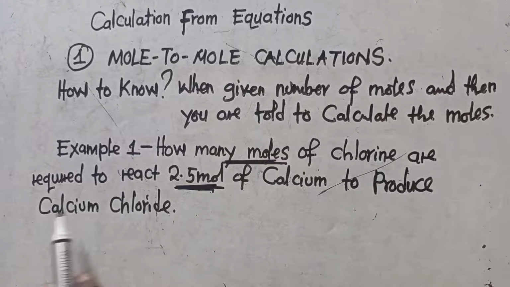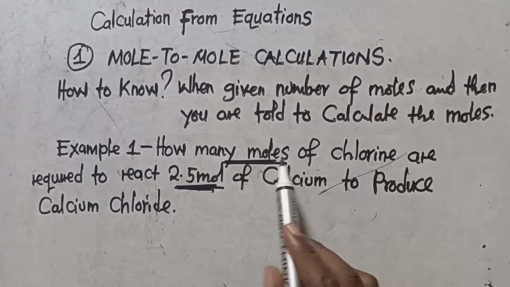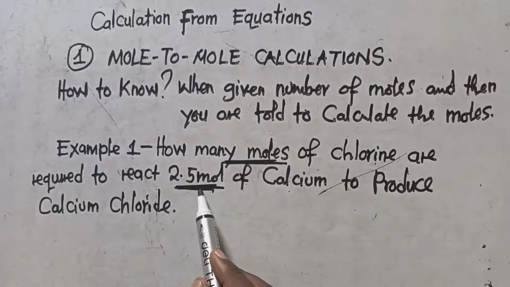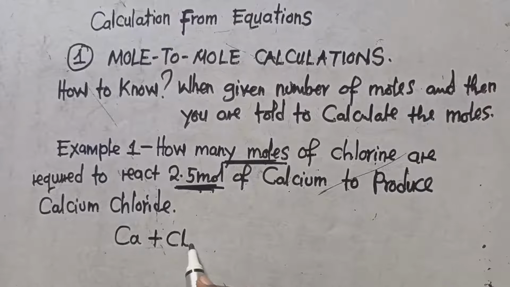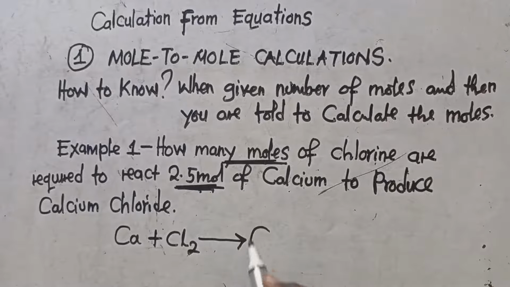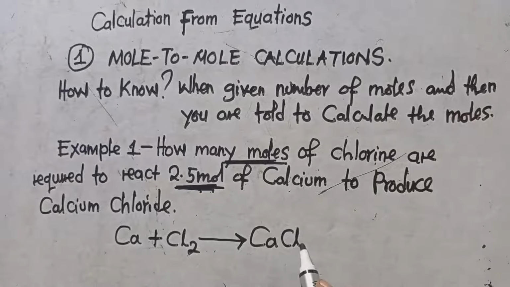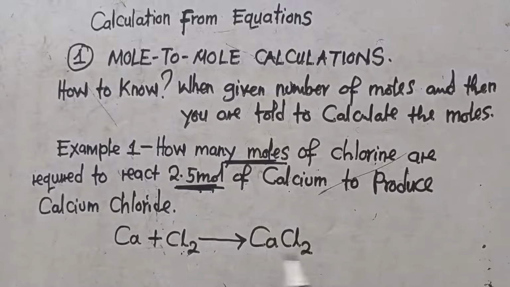So chlorine reacting with calcium. Moles of chlorine are required to react with 2.5 moles of calcium. So what I need to do is say calcium is reacting with chlorine. Chlorine gets to have a 2, producing calcium chloride. Don't ask me whether this 2 here is the same as the 2 there. No. This is chlorine that exists as a diatomic molecule.